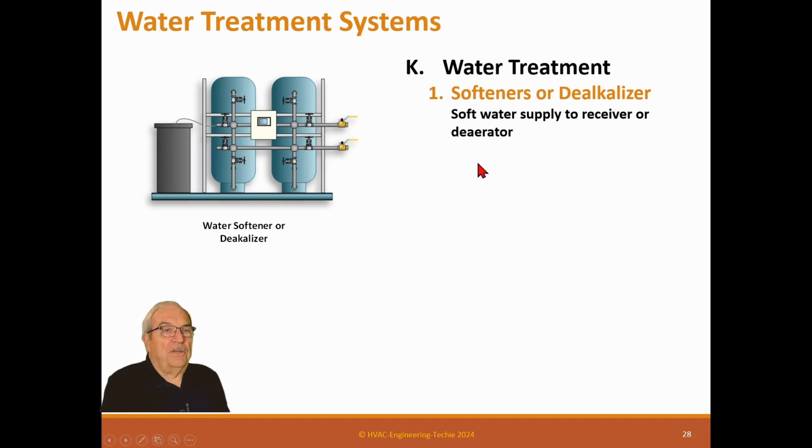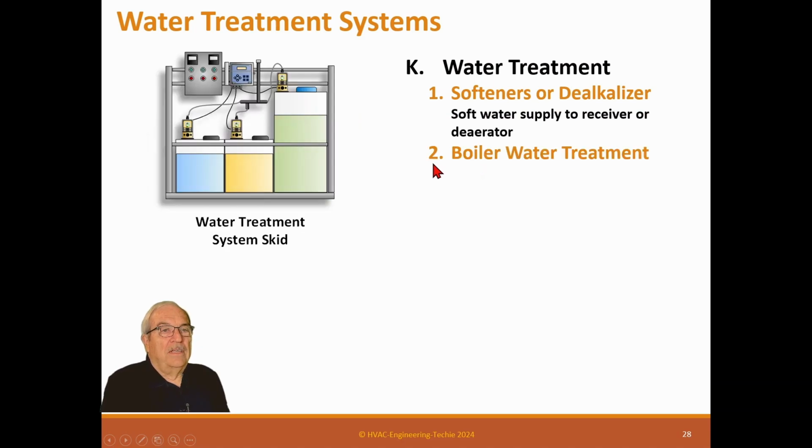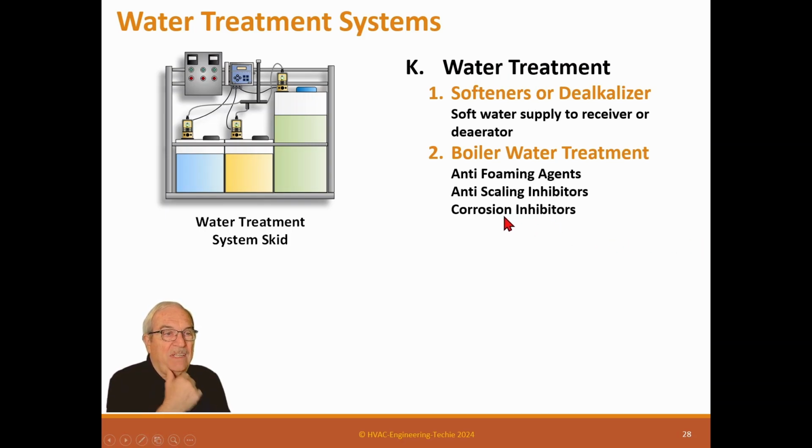Soft water supply to receiver or deaerator. Boiler water treatment. So we have anti-foaming agents that need to go in there. We have anti-scaling inhibitors. Remember that a boiler, if it foams a lot, that foam ends up getting pushed into the steam line, which then can lead to water carryover. So we don't want to foam. Anti-scaling inhibitors, we need to make sure the system's not scaling. And we have corrosion inhibitors.